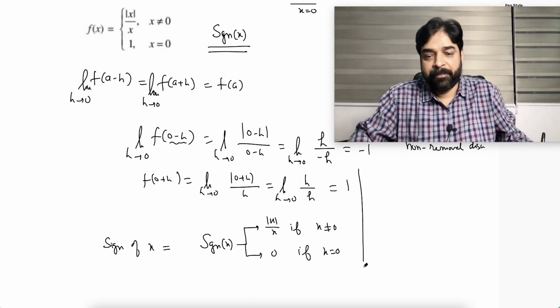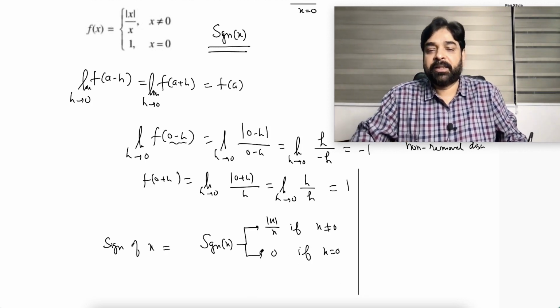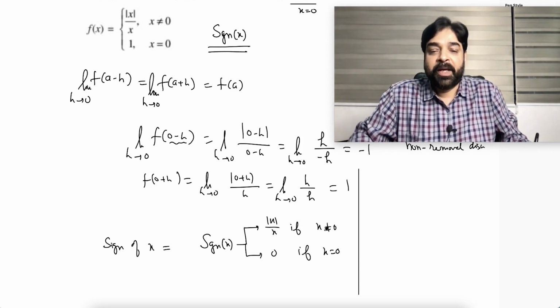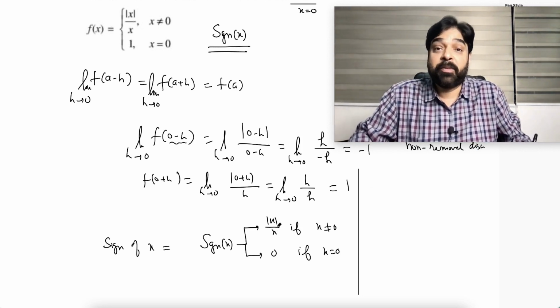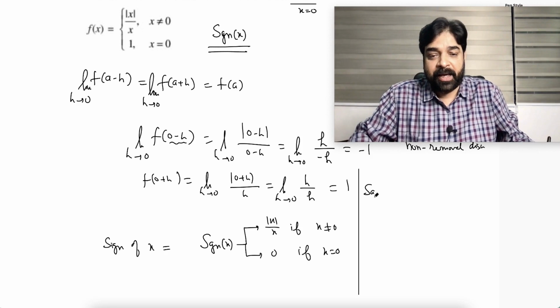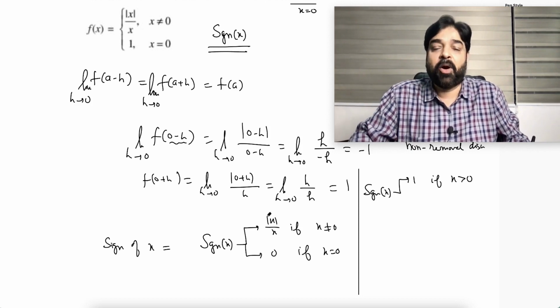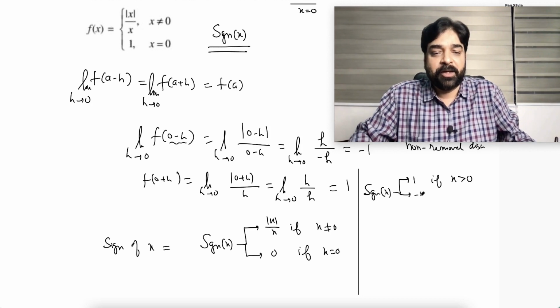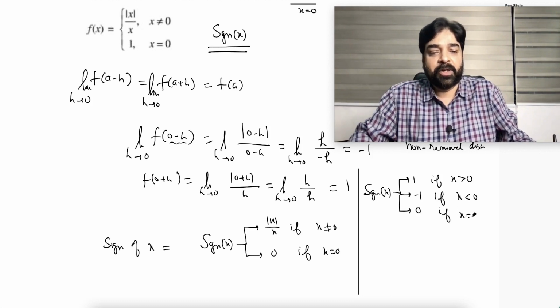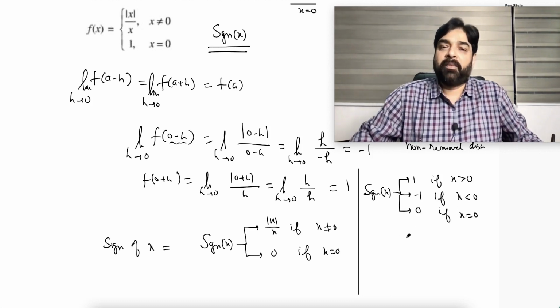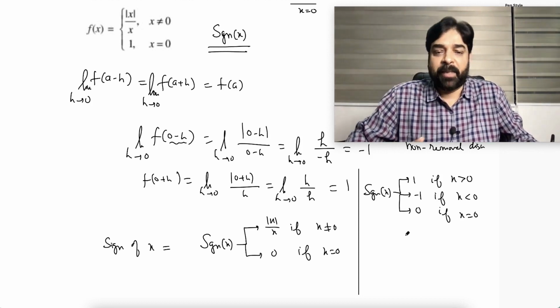Let me explain. For this mod x by x, think carefully. If x is greater than 0, mod x will become x. So signum x will be 1 if x is greater than 0. Now if x is less than 0, mod x will become minus x. So minus x by x will become minus 1. So it will be minus 1 if x is less than 0, and 0 if x is equal to 0. This is actually a very common function. It's called signum x.